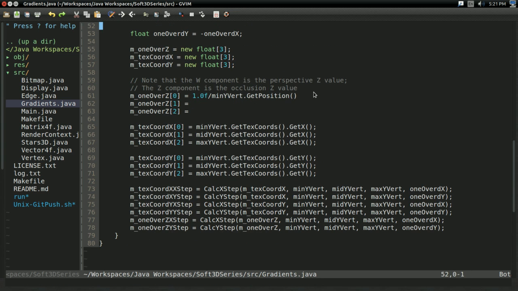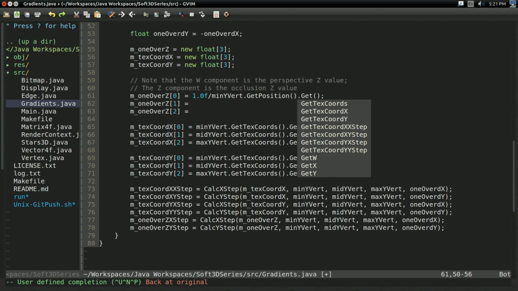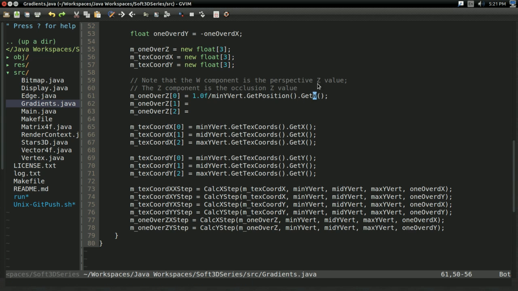And yeah, so anyways, we're going to do 1 divided by the position. And you might think, oh, we're going to divide by the position.getZ. No, we're not going to divide by the z value. We're going to divide by the w value. As I mentioned a bit earlier, I'm going to talk more about that later. Each vertex has 2 z values. One is the value we use for perspective, and the other is the z value we use for occlusion. The w component is the one we use for perspective. So yeah, just be careful of that.